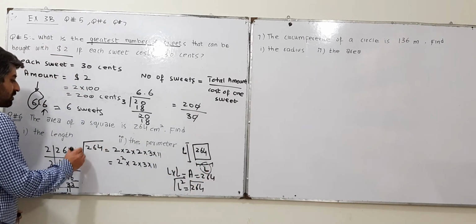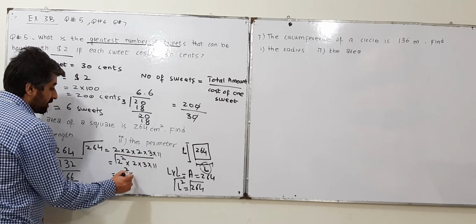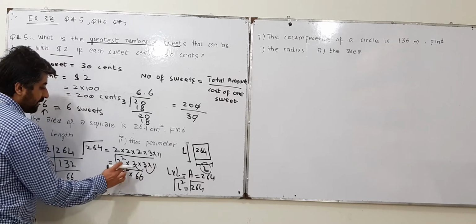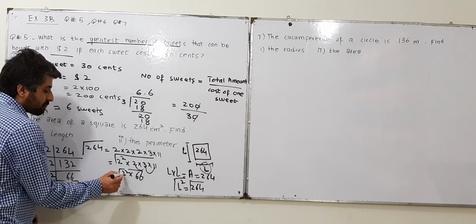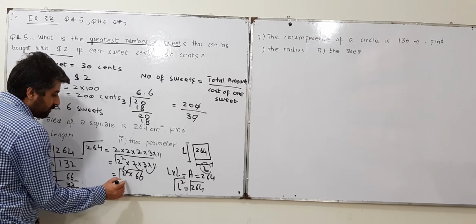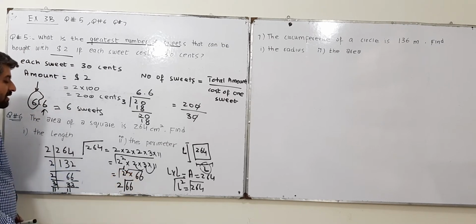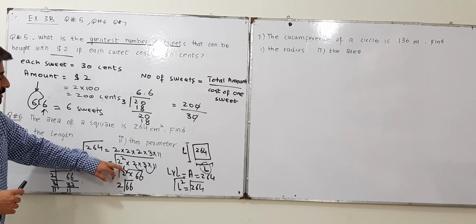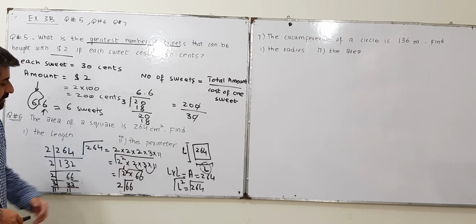So square root of 264 means square root of these numbers, and that is 2 square into 2 into 3 into 11, 66, and you have to find square root. Now this 2 is in square form, you can cancel this square with square root. This 2 will come outside while 66 will still be in square root, because 66 is not a square number.